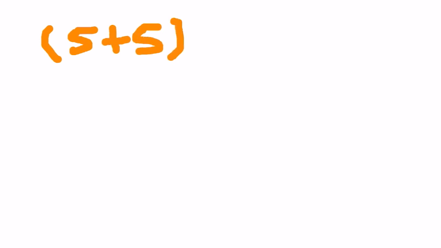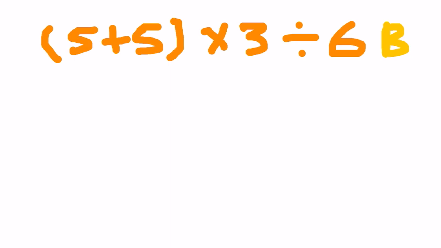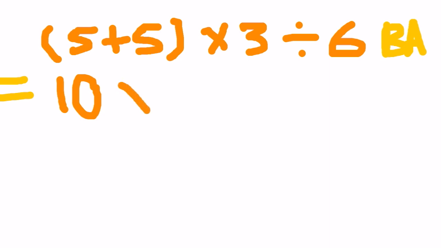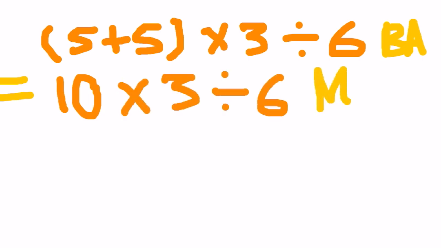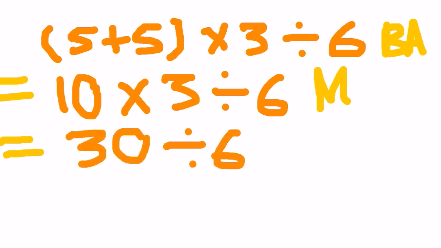Next we have this. So first we're going to simplify the 5 plus 5 in the brackets, which has addition in it. Then we're going to work from left to right, so we'll multiply the 10 by 3. And finally, we're going to do division by dividing the 30 by the 6 to get 5.